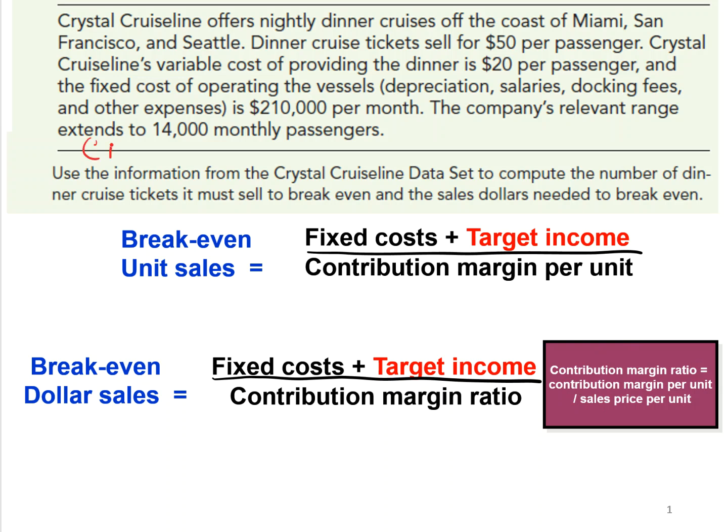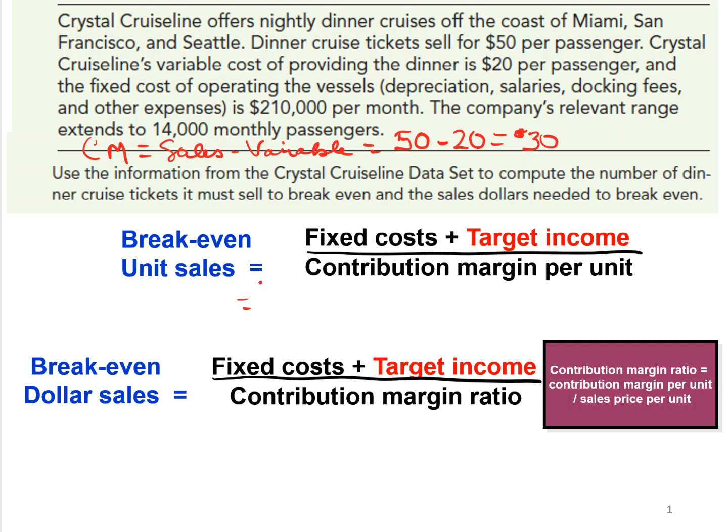We'll calculate the contribution margin, which is our sales price minus our variable cost. So sales are $50 per passenger, minus the $20 variable cost, which is the cost of providing the dinner. So the contribution margin per passenger is $30.